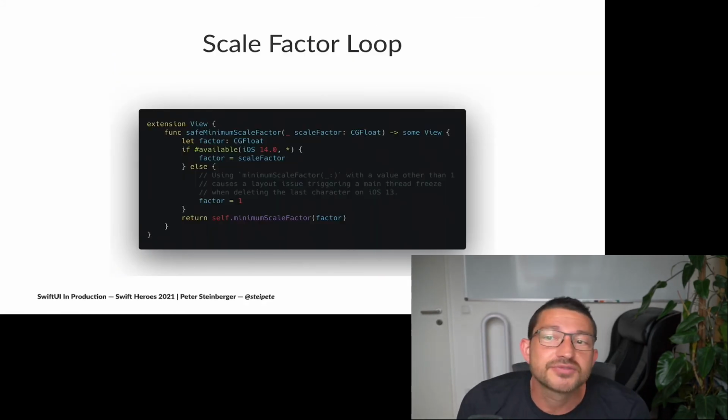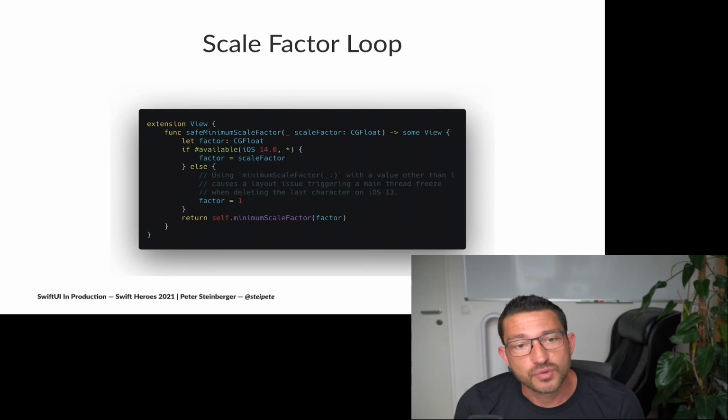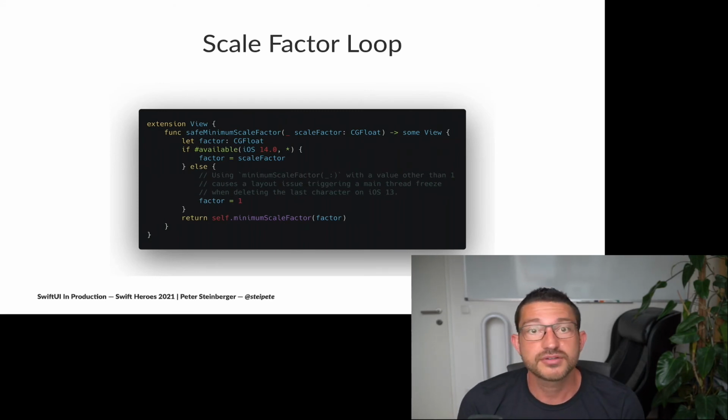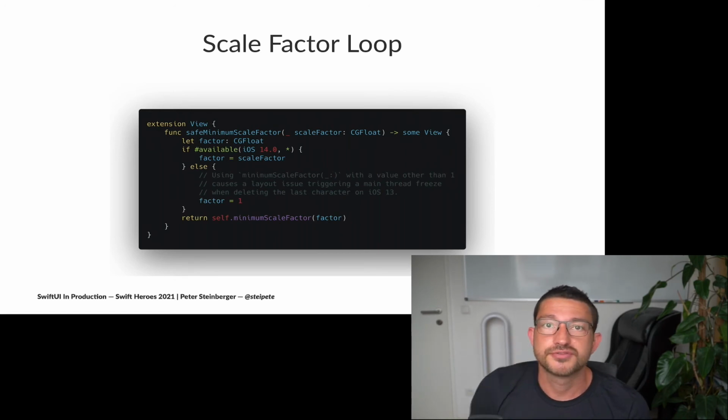Now, some bugs are easier to work around than others. We noticed an issue in SwiftUI 1 where setting a value other than 1 on minimum scale factor would cause an endless layout loop after deleting the last character on the text field. As a workaround, we simply don't scale in this case and use a custom view extension, we call it safe minimum scale factor, to generate this workaround. The experience for iOS 13 is still pretty good, and eventually we can just remove this hack once we drop SwiftUI 1.